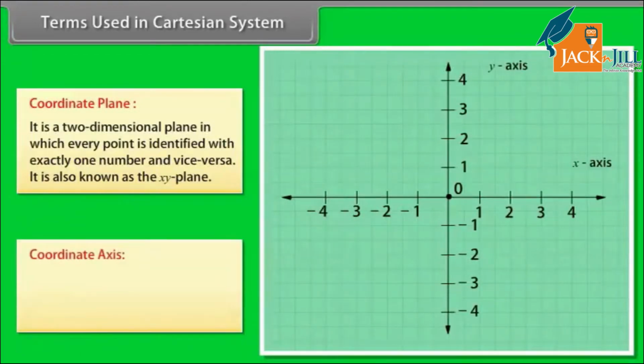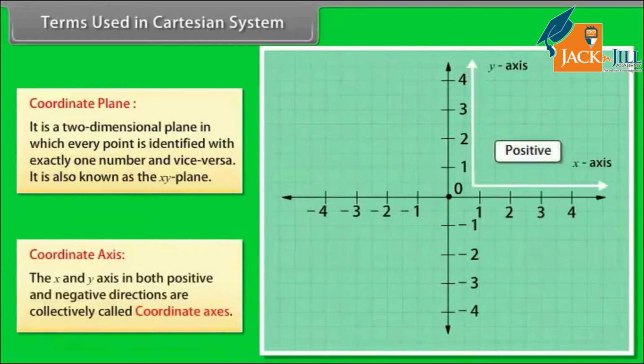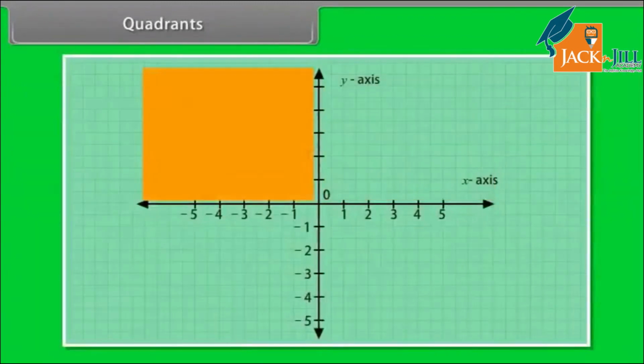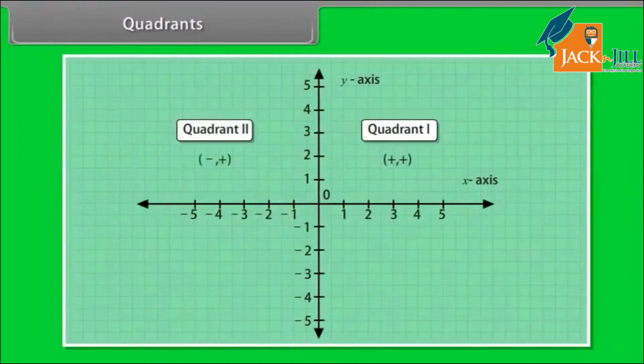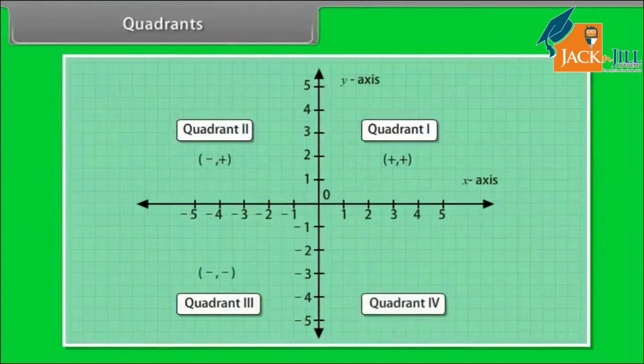Coordinate axis. The x and y axis in both positive and negative directions are collectively called coordinate axes. Quadrants. The axes divide the plane into 4 quadrants. In quadrant 1, x and y are positive. In quadrant 2, x is negative but y is positive. In quadrant 3, x and y are negative. In quadrant 4, x is positive but y is negative.